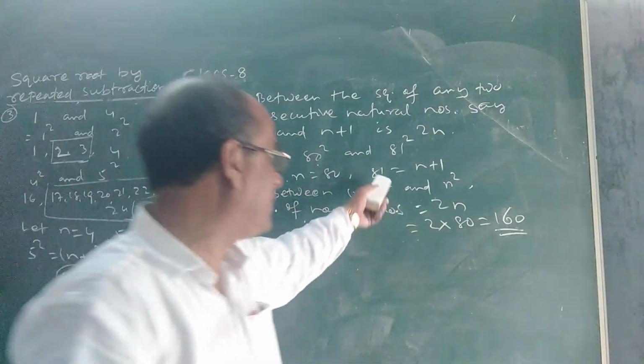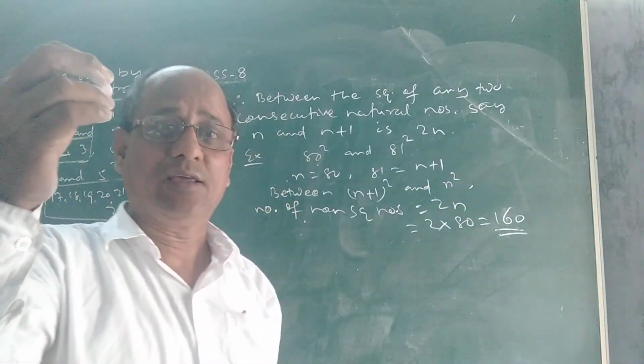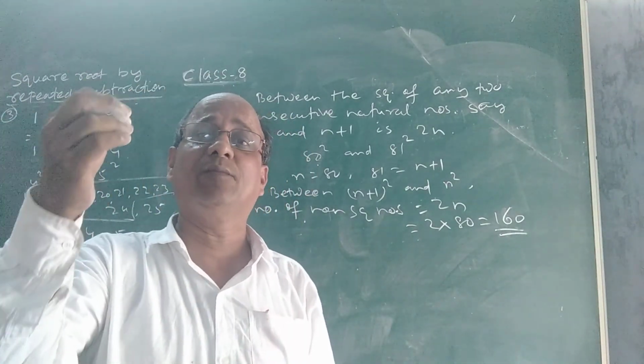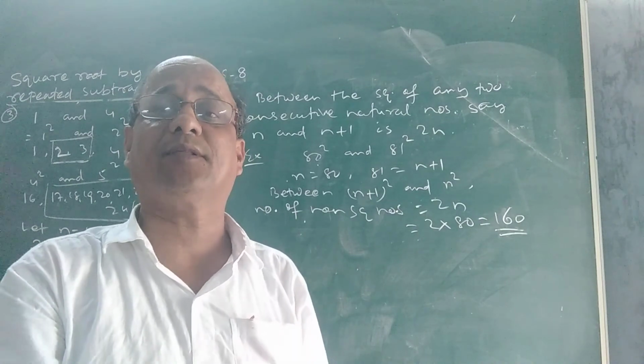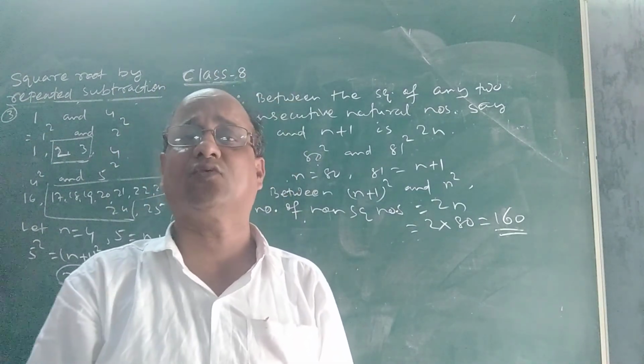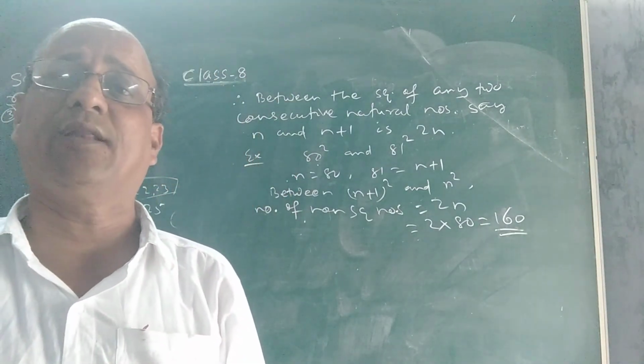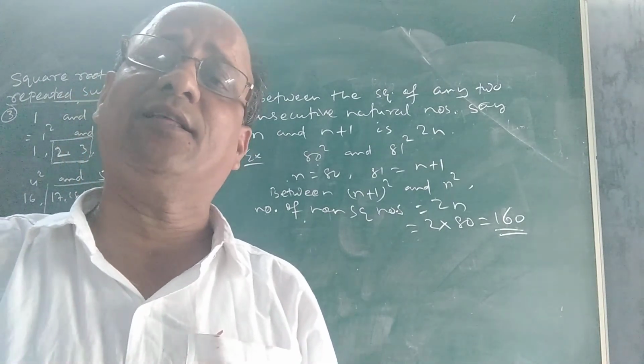Hence, please remember the formula so that you will be able to find the number of non-square numbers between the squares of any two consecutive natural numbers instantly. Okay, we will again discuss this chapter in the next class.